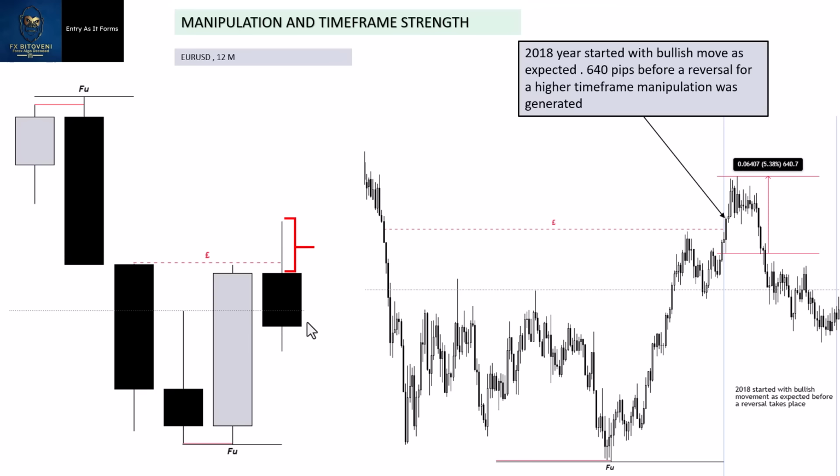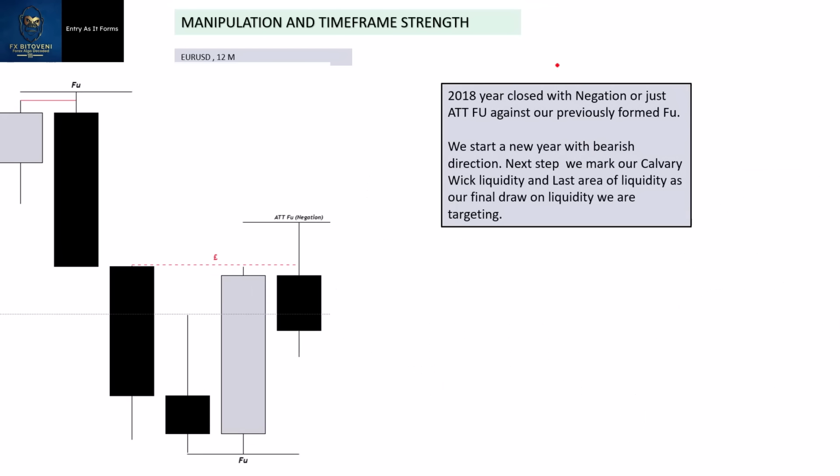Now we have seen that. Now 2018 year closed with negation, or just until the FU against our previously formed FU. So if you see me marking negation, I'm simply meaning until the FU that is negating a previous one. If I say negation, that means there is a previous manipulation that is being negated. There's nothing special. Negation is just a manipulation against a previous manipulation.